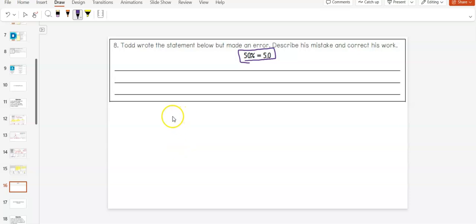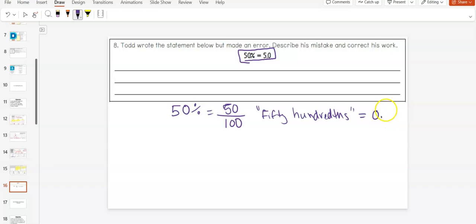Well, as we learned before, percentages are out of 100. So 50% is the same thing as 50 out of 100. Okay? Then, if I'm going to read this fraction, that's going to be 50 hundredths. And 50 hundredths in decimal form is going to be 0.50. So what did Todd do wrong?